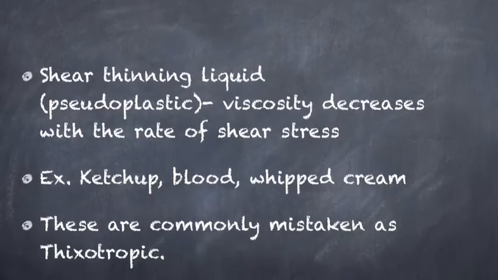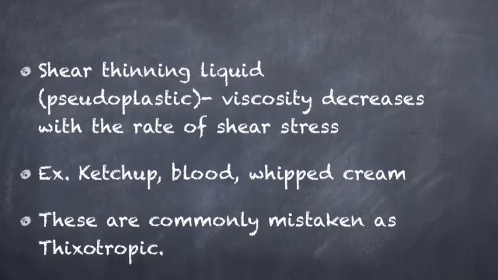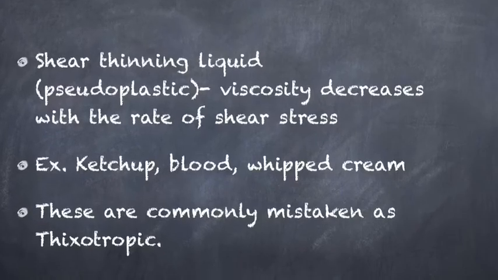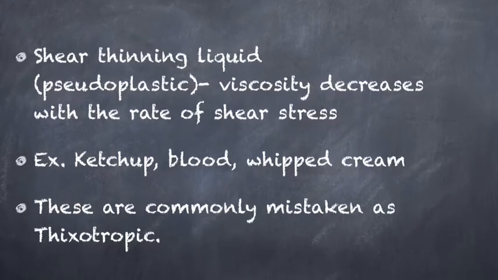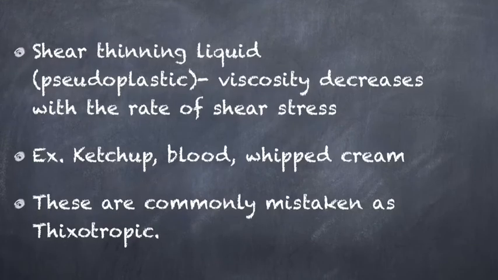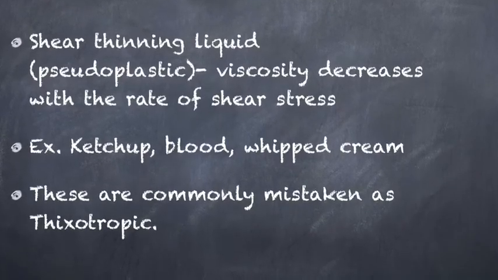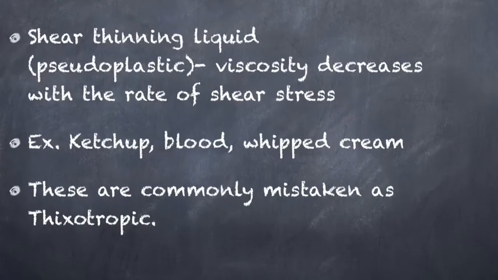The second type of non-Newtonian fluids is a shear thinning liquid, also known as pseudoplastic, in which the viscosity decreases with the rate of shear stress. Examples of shear thinning liquids are ketchup, blood, and whipped cream. These are commonly mistaken as thixotropic.